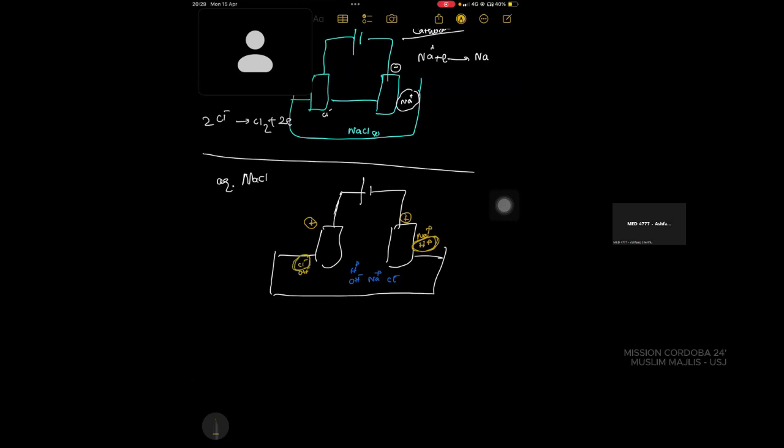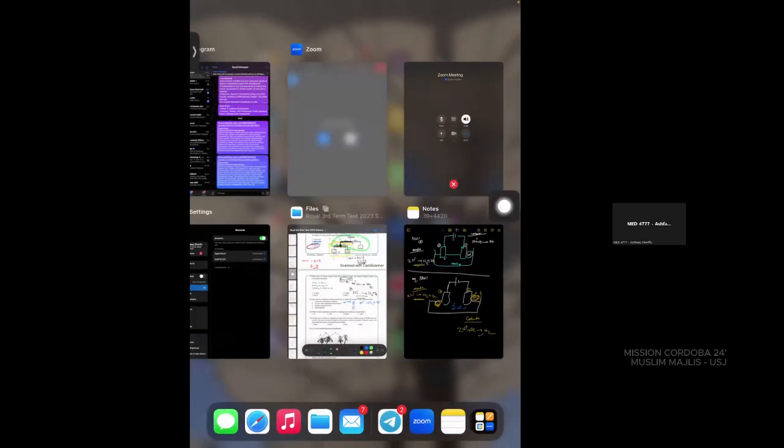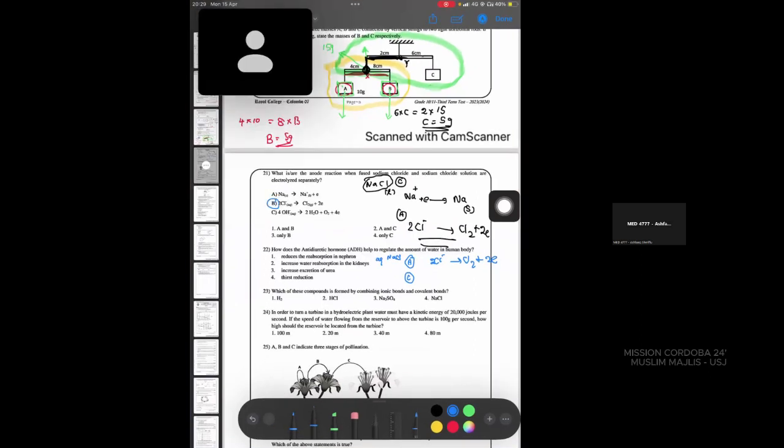So here, Cl minus will go to Cl2 plus 2 electrons. This will take place at the anode. At the cathode, H plus will give you H2. This is a theory point: if you have Na plus and H plus, Na plus will not react. If you have Cl minus and OH minus, Cl minus will react. So in both of them, the anode reaction is the same, Cl minus going to chlorine. So the answer for this question will be B, only B.